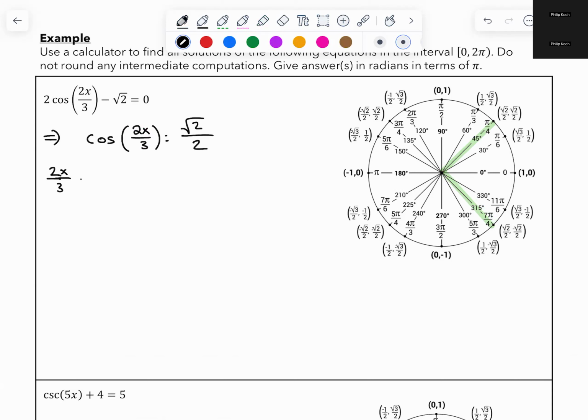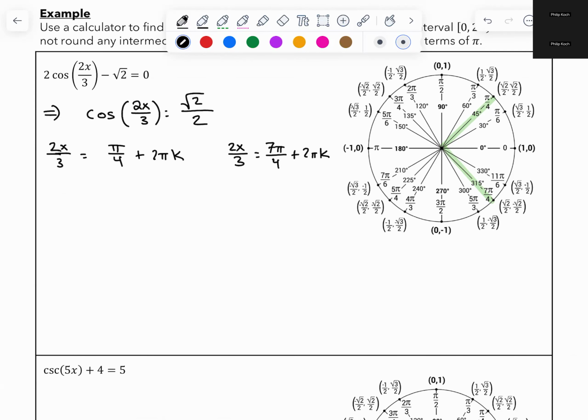2x over 3 is equal to pi over 4 plus 2 pi k. And 2x over 3 is equal to 7 pi over 4 plus 2 pi k. For k in z, but we'll write that at the end. Honestly, as long as you write it one place, I don't care if you forget about writing it in the final answer. Like that's such a niche thing. That's a mark down because I'm angry, not because I'm being a legit teacher.